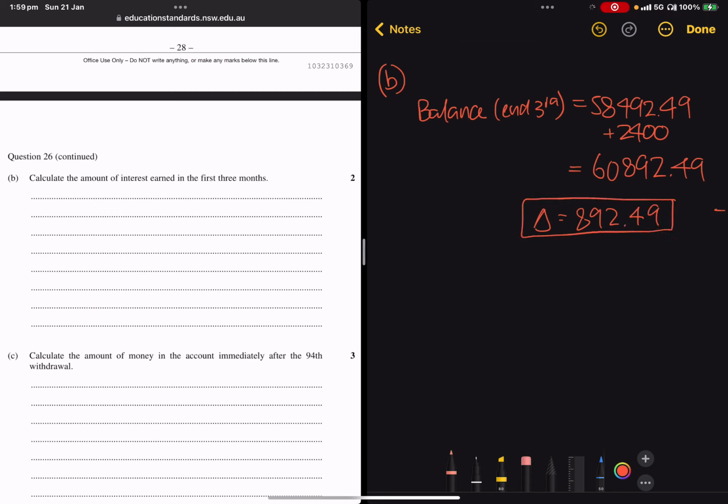Now, this must be the interest, right? The extra money has only come from interest. So that means when we add the withdrawals back on to the amount in the account at the end of the 3rd month, the difference between 60,000 and whatever amount that is must be the interest. And that is the answer here. That is the correct solution. This is one way you could do this. There are a few different ways to do this.